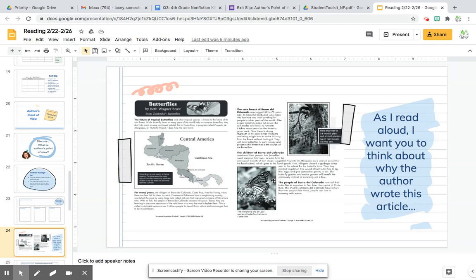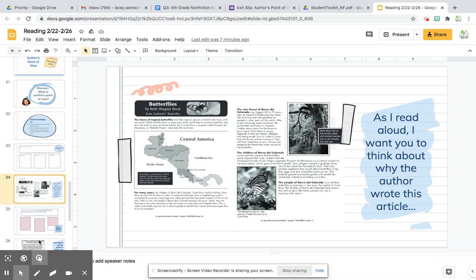Let's look down here. The people of Barra de Colorado now sell their butterflies to exporters in San Jose, the capital of Costa Rica. The children of Barra de Colorado have shown that with projects like these, people can live in harmony with nature. So you see this beautiful monarch butterfly here is one of the 1,300 species of butterflies that now live in Costa Rica.